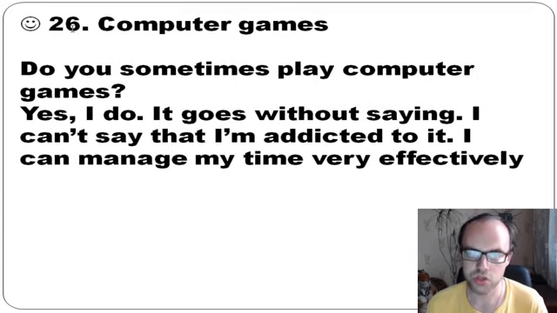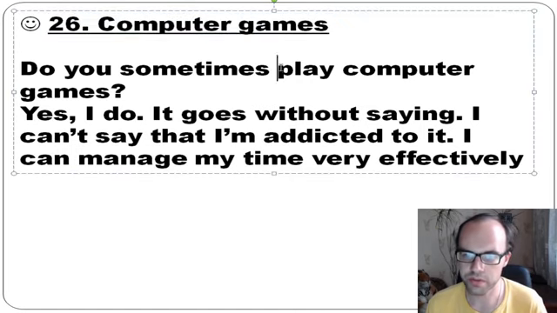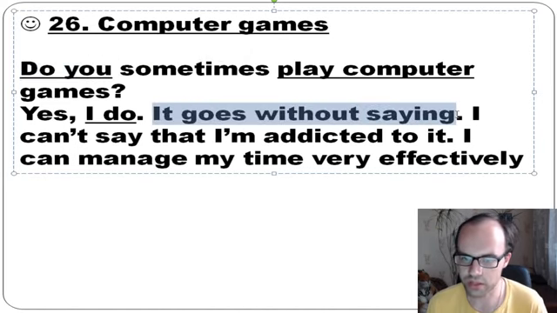Computer games. Do you sometimes play computer games? Please remember this phrase, play computer games, without any prepositions. Sometimes you can say play in computer games, but it's incorrect. Yes, I do. It's a short answer. We have do you, and a short answer is yes I do or no I don't.